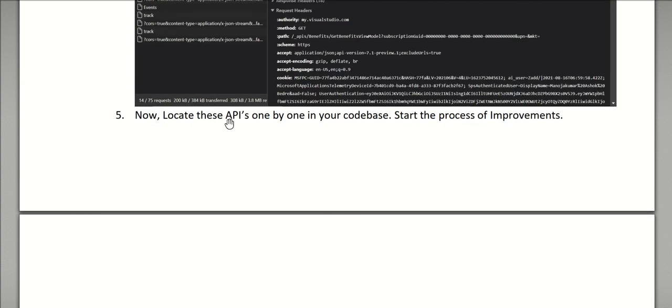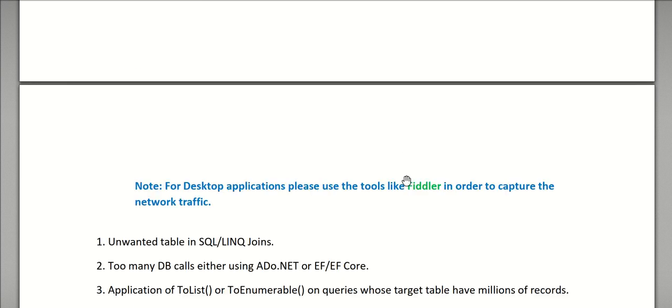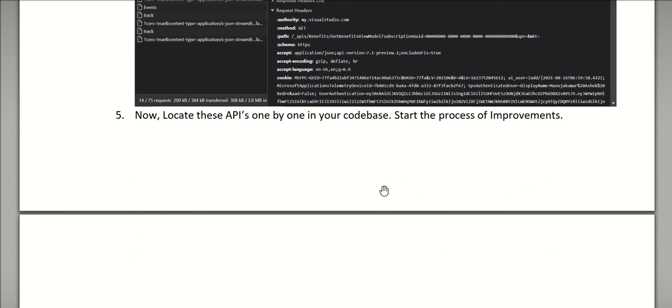Now locate those APIs one by one in your code base and start the process of improvement. Okay, so what are the steps? How are we going to improve? That I will explain in a while.